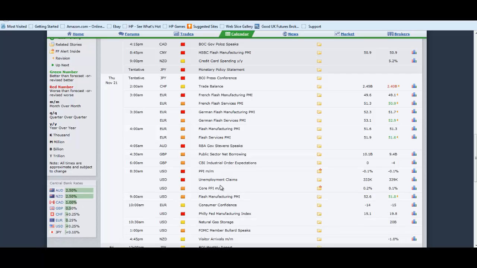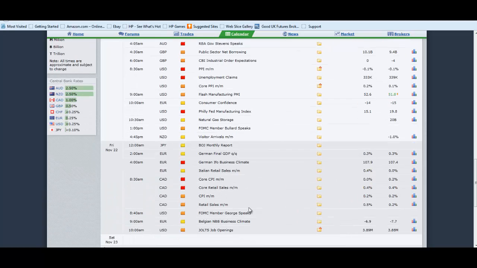The U.S., the unemployment claims, the PPI, and the Philly Fed manufacturing. And then on Friday, we have the CAD core retail sales. We also have the CPI. This could get a little muddy. We'll look to see if we can't find a way to differentiate between these.